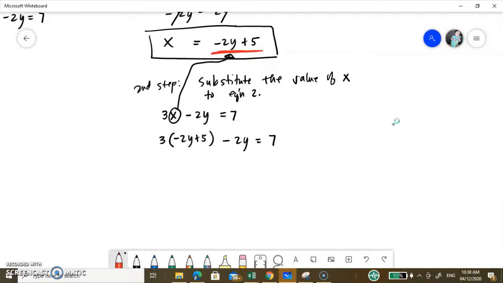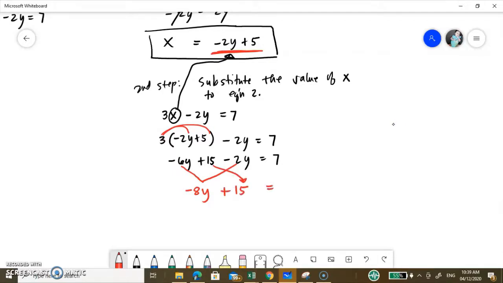Copy lang din. Okay? Then, you distribute 3. So, that would give you negative 6y plus 15 minus 2y equals 7. Now, here you have to combine similar terms. Similar terms are those with the same variable and the same exponent. What you need to do is add their numerical coefficients if the signs are the same. Okay? If different signs, you have to subtract. So, these have the same sign. Negative 6 plus negative 2, that would be negative 8, and then you just copy y. Then, copy plus 15. There.